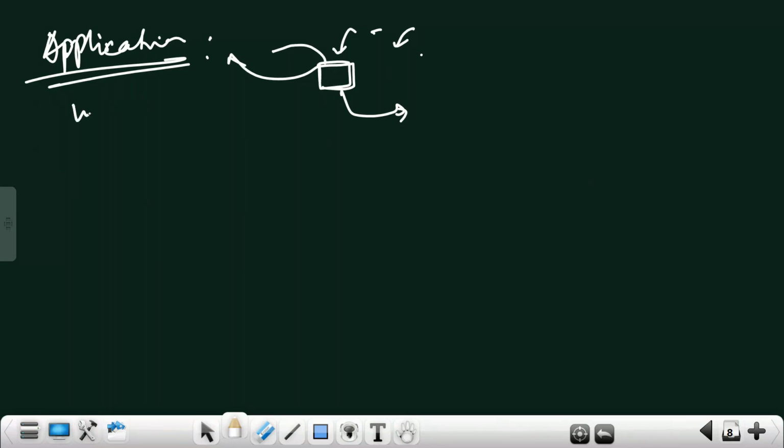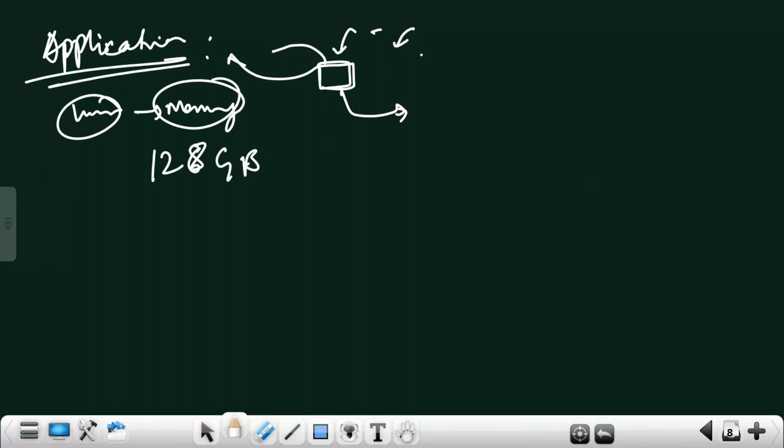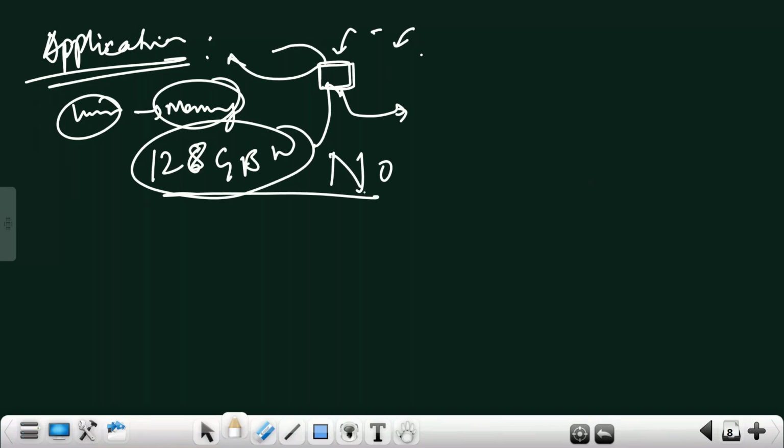Now, the application requirement of a washing machine. How much memory is required for the washing machine chip? Whether it requires 128 GB of memory, no, right? We don't require 128 GB in a washing machine, right? So that is the reason I'm calling it application specific. Maybe it requires less than, let's say, 1 MB, right? The memory requirement is very less in washing machine chips. Clear, everyone?